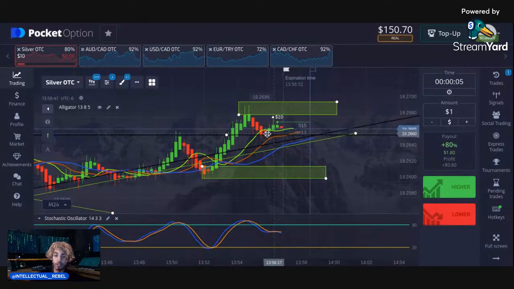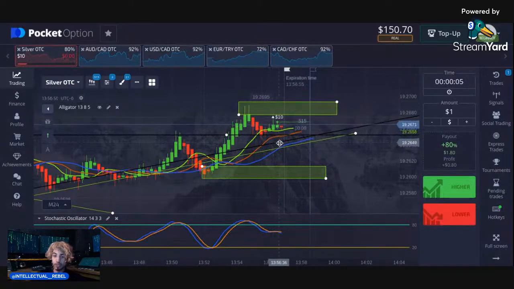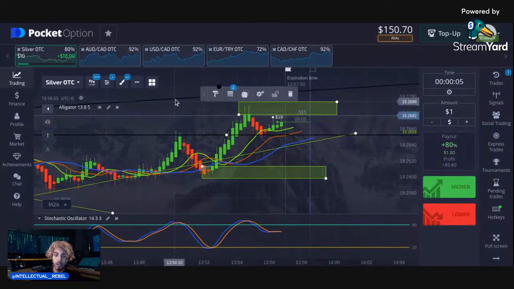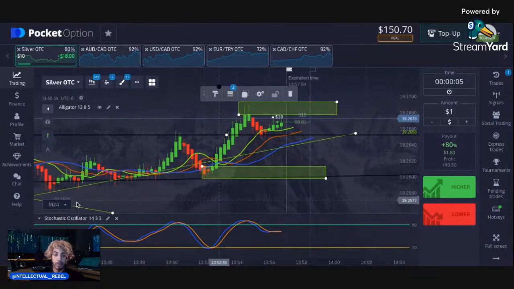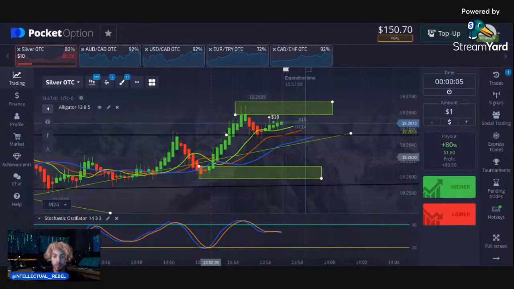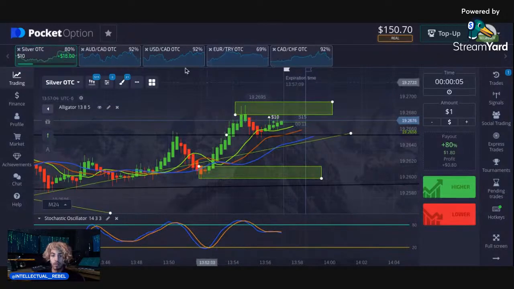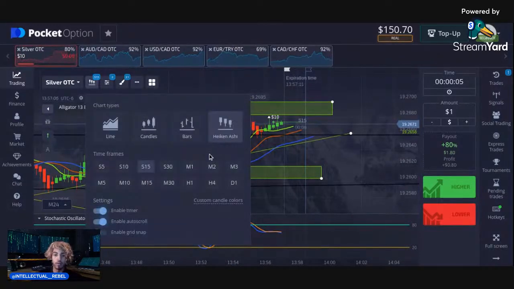What I really should have done, instead of this support level, is waited till it hit the trend line. Because this trend line is off actually. It's not even in the right spot, and it's not moving how I want it. But I have to go to 1 minute.